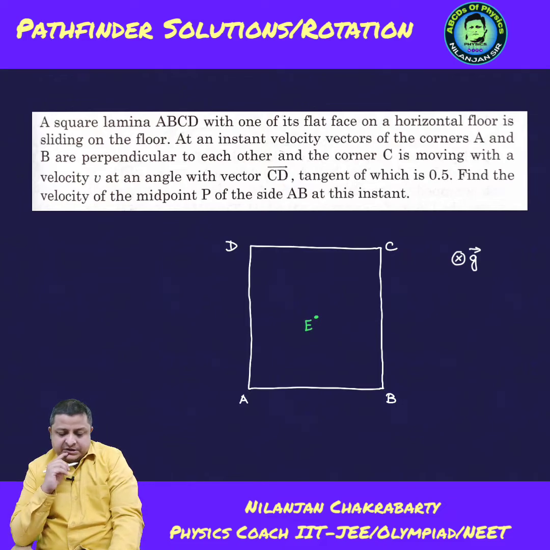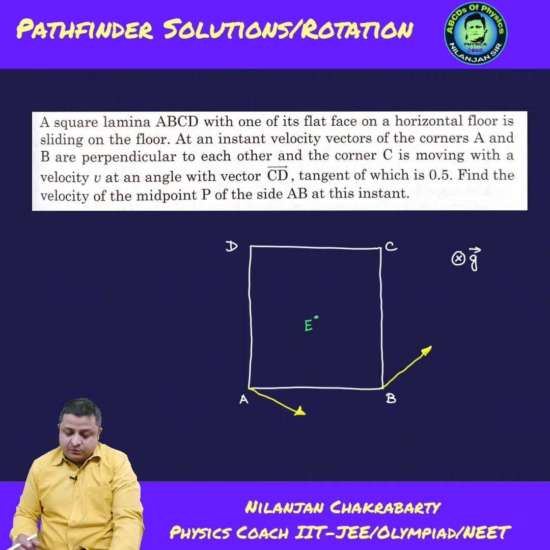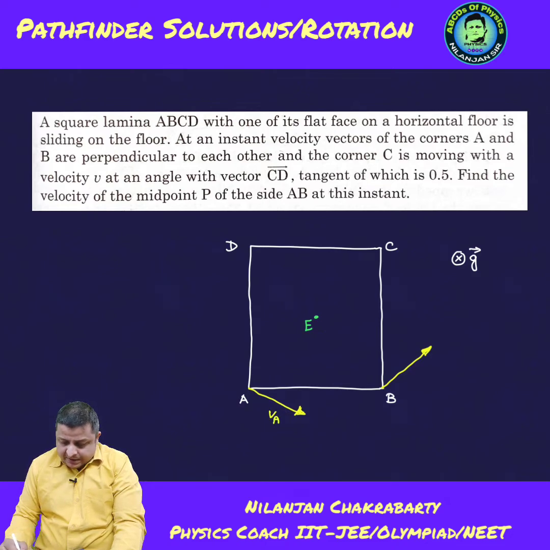Now what is given in the problem? At an instant, velocity vectors of corners A and B are perpendicular to each other. So say velocity vector of A happens to be like this, maybe other way also. Then velocity vector of B obviously has to be like this, perpendicular. Obviously B cannot have velocity in this direction, because velocity of approach between two points is 0 on a rigid body. So these are velocities VA and VB, they make an angle of 90 degrees.